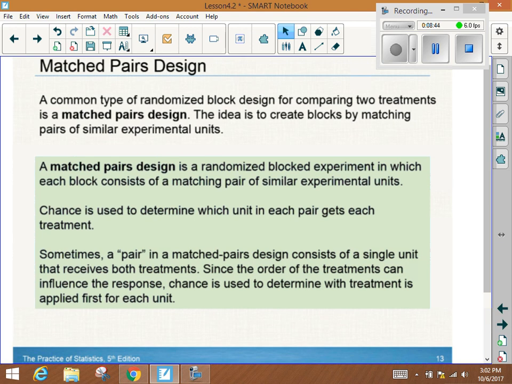And similarly with the matched pairs design, we're going to take our experimental units and we're going to block them based on their similarity, right? And we're going to go through examples of how to actually work these things out during our next class. We're going to work some examples. We're going to actually simulate doing each one of these designs.